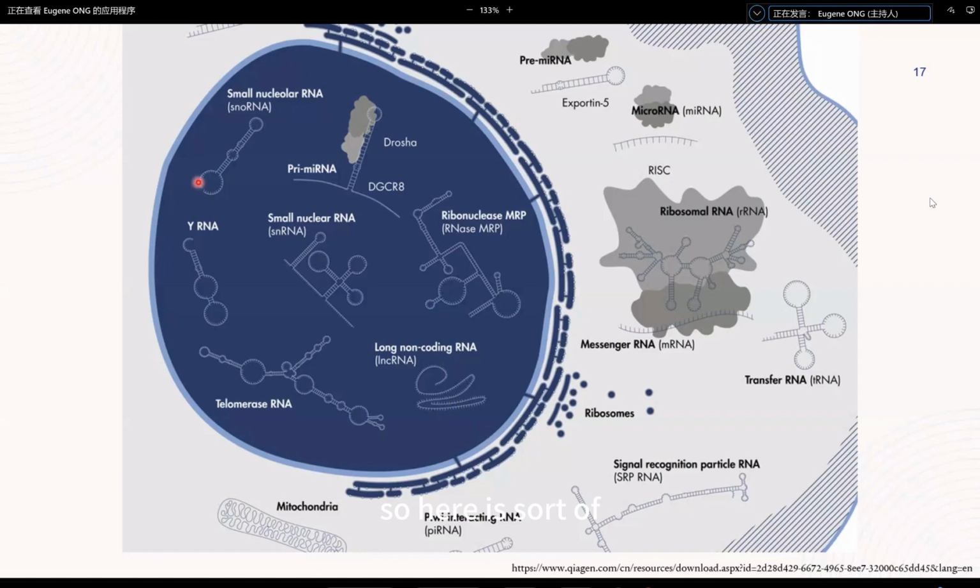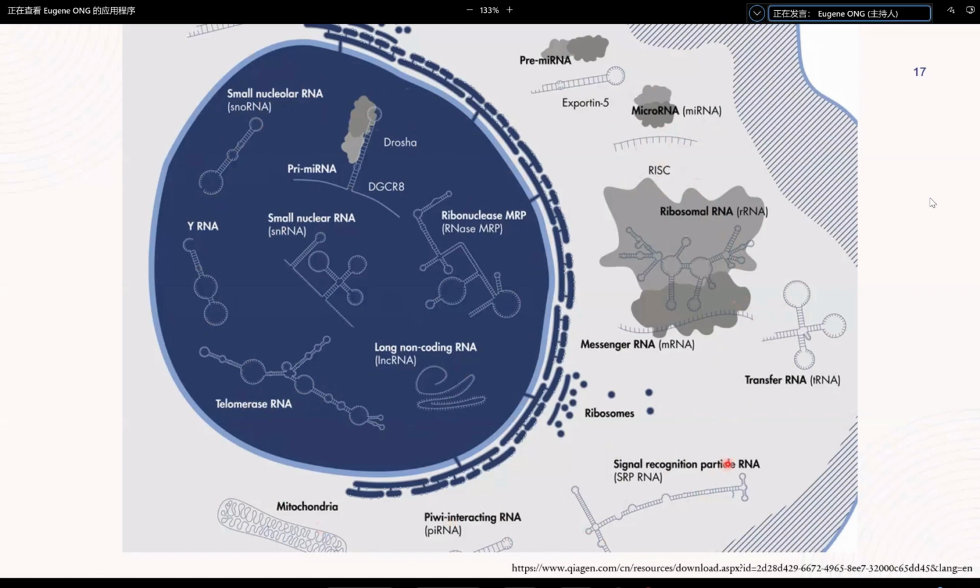So here is a graphical representation. We can see in the nucleus there are several types of RNA. Nucleus means that inside the cell, you have the cytoplasmic region, and then you have the inside of the nucleus where the genome is. So you have small nuclear RNA or telomerase RNA, which are active inside the nucleus. And then you have different types of RNA, such as microRNA, which are active outside the nucleus in the cytoplasmic region.